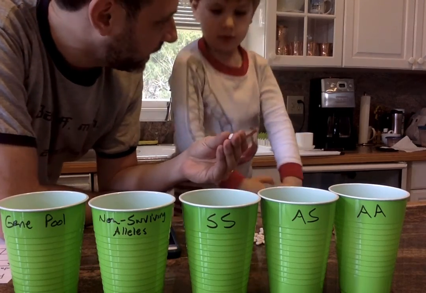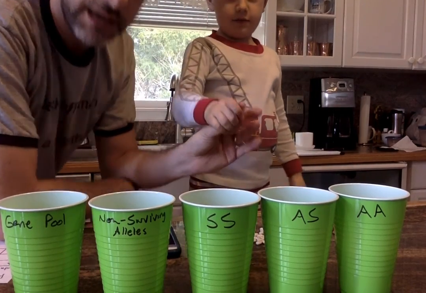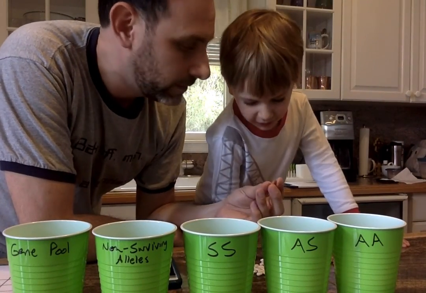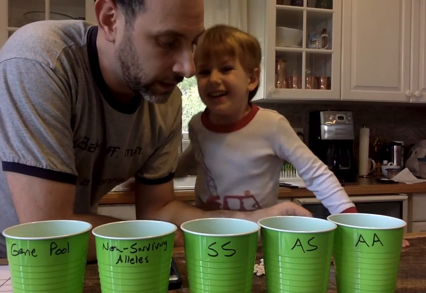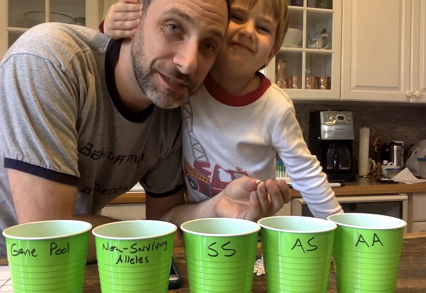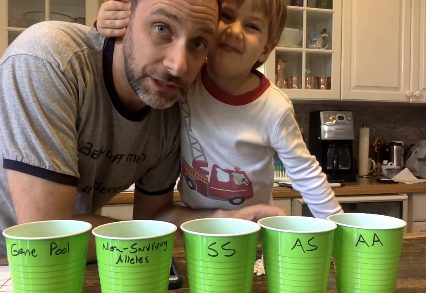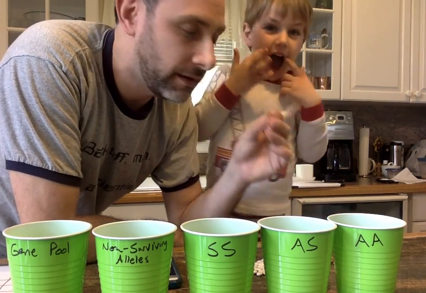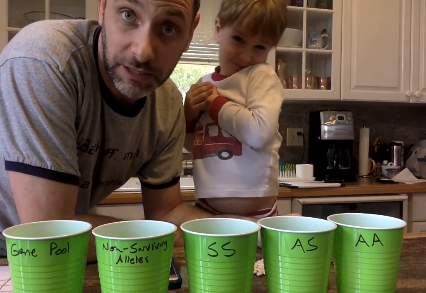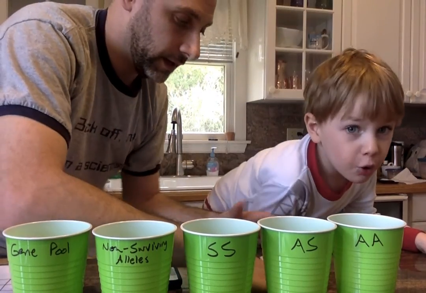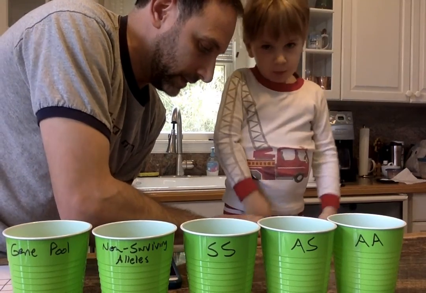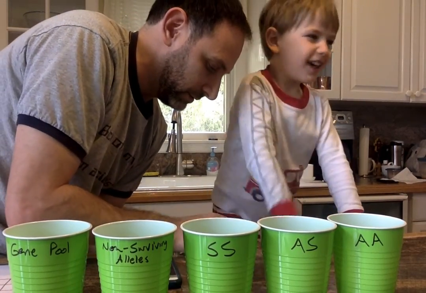So what I did is I counted out 75 white beans and 25 red beans. The white beans are going to be the dominant A allele, which is for a healthy individual, and the red beans are going to be the S allele, which is for sickle cell anemia. The A alleles are dominant. The S alleles for sickle cell anemia are recessive.